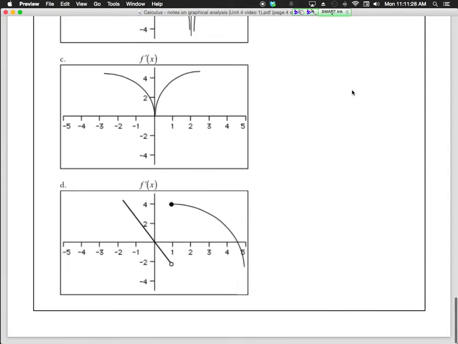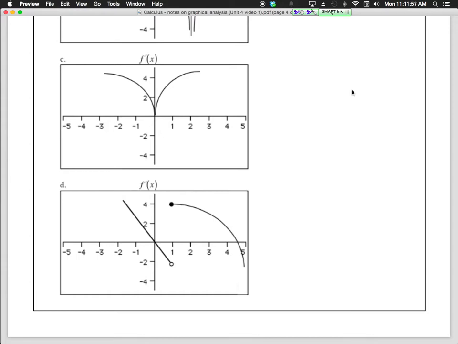C. Let's see, whose turn is it? Pauline, C. There's a critical point at 0. Is that it? Yes? Okay. What is it? Neither, because f prime of x doesn't change signs at that point.